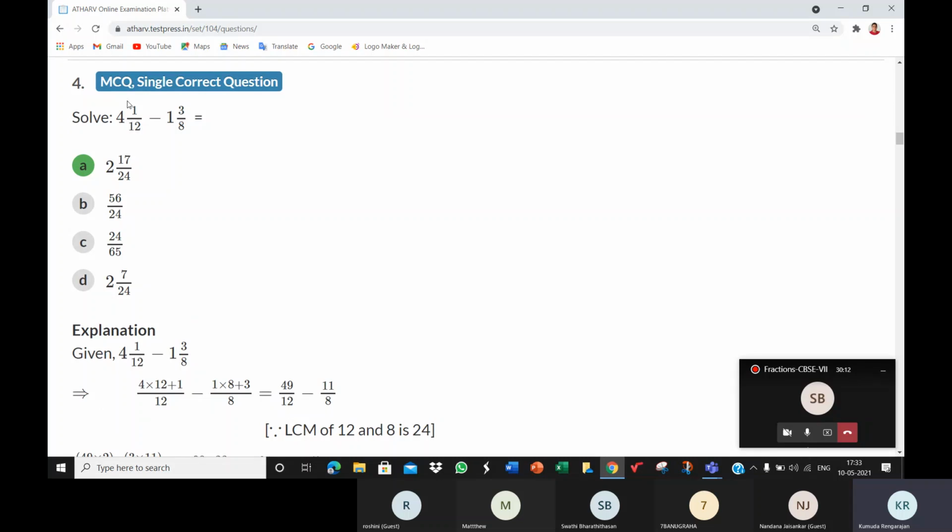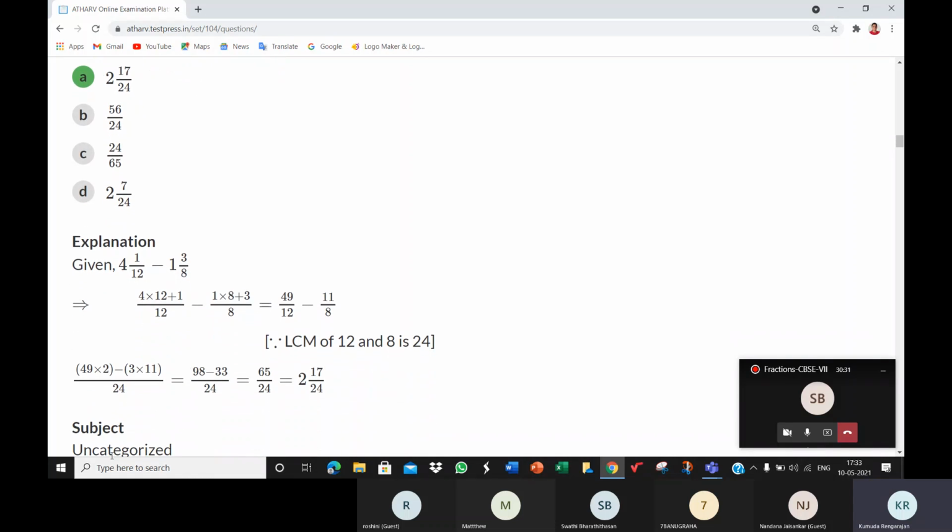So the first thing is, the fractions are mixed fractions, so we need to convert them to improper fractions. Then the next question in your mind: are they like fractions? And the answer is no, they are not like fractions. So then the process is to take the LCM. Find the LCM. We did that. We took the LCM and performed these steps and we got 65 by 24.